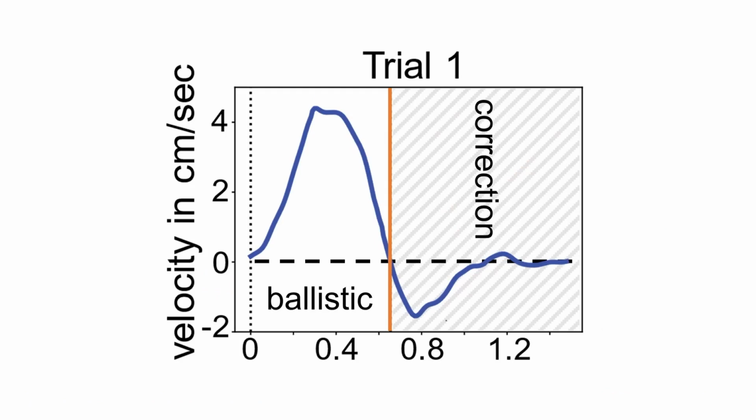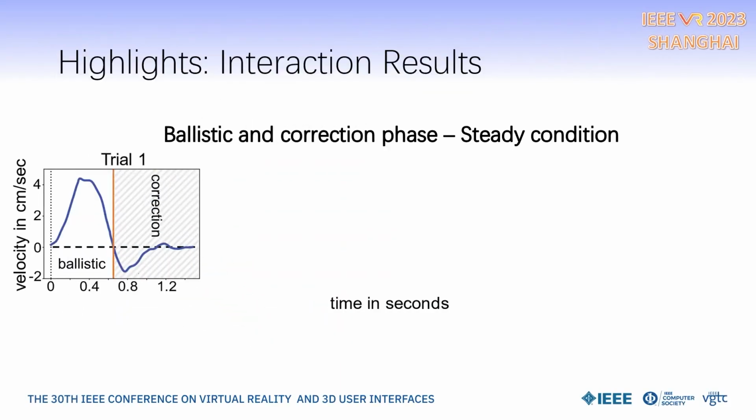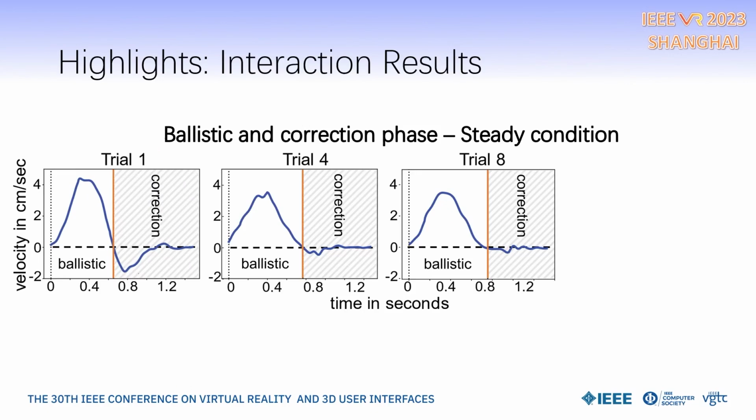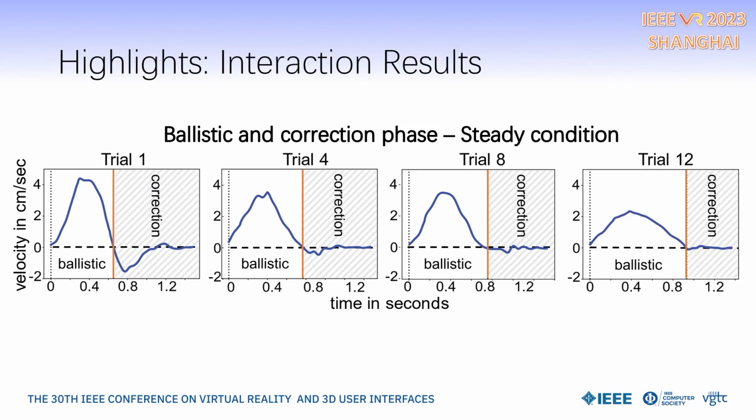Similarly, when looking at the transition points from the ballistic movement phase to the correction phase, we found significantly earlier transition points between the baseline and the mixed and the steady condition, both in terms of distance and time. However, this was only true for the first 4 to 8 trials in the steady condition. Afterwards, it was again indistinguishable from the baseline. This is in line with our EEG results, suggesting that participants may quickly adapt to the offset.